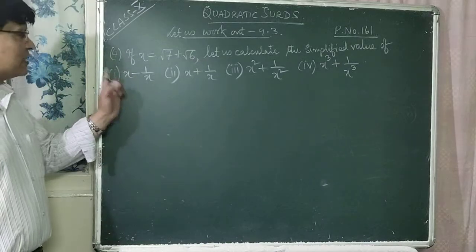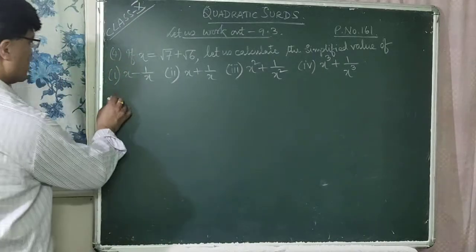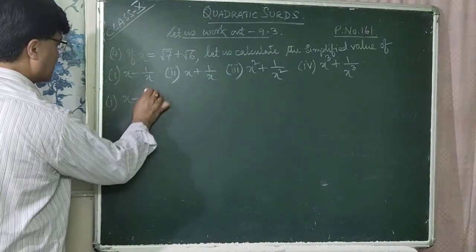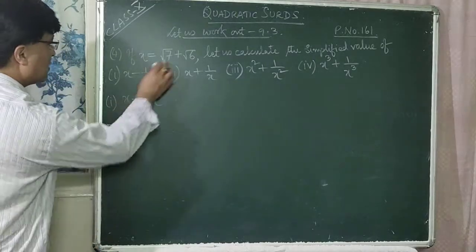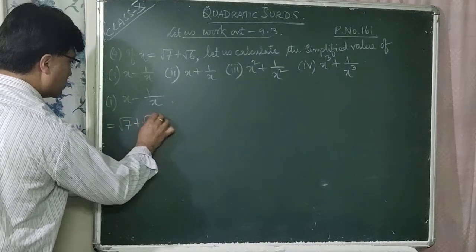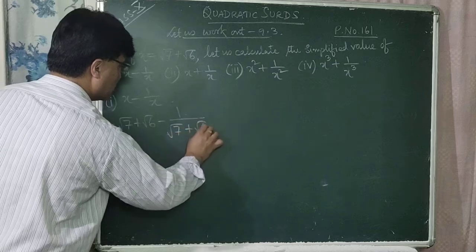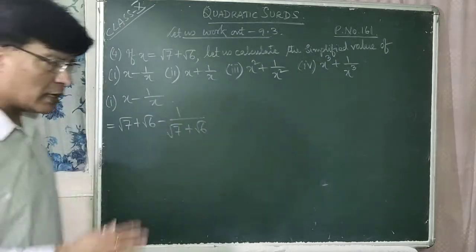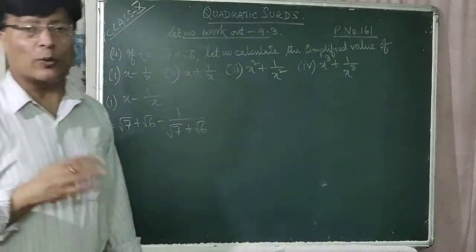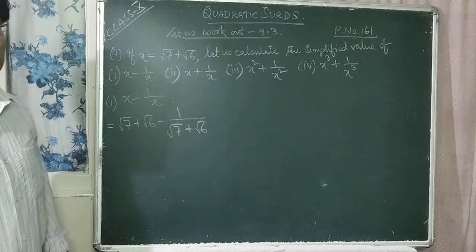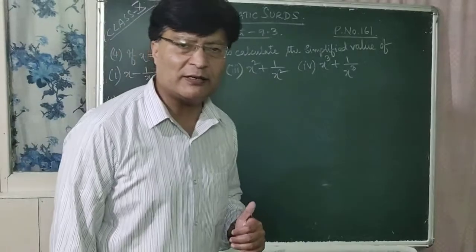Okay. So let us calculate the value for number 1 first. Okay. So number 1 is x minus 1 upon x. Let us put the value. What is x here? It is root 7 plus root 6 minus 1 upon root over 7 plus root over 6. Now how will you simplify this expression? Now simplify the denominator always. If you remove square root from the denominator, it will be easier for you to simplify the given expression.